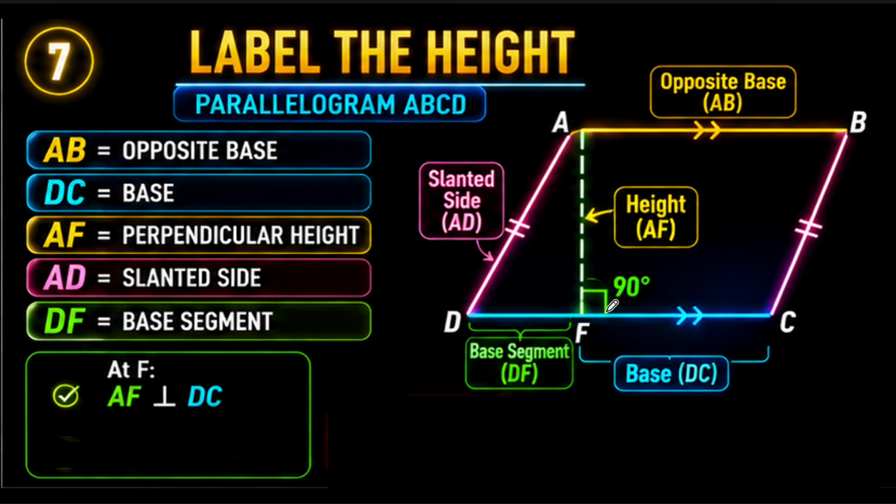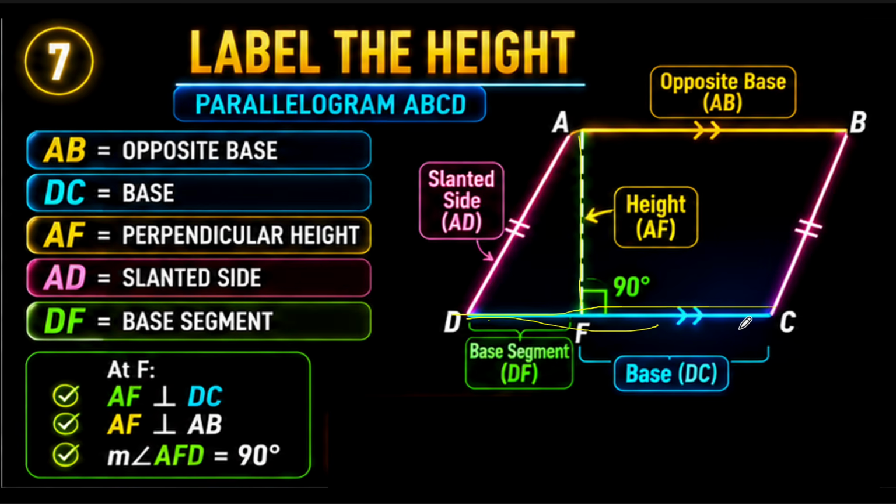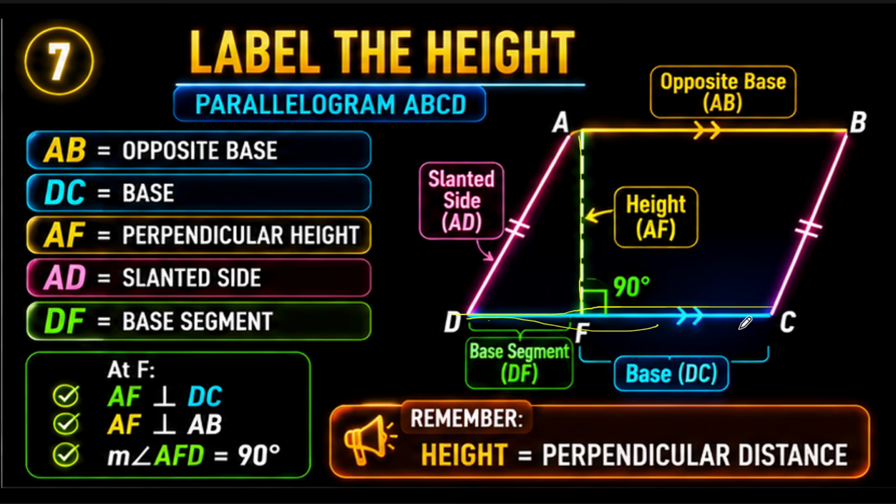So at F, we all know that AF is perpendicular. This AF is perpendicular to the line DC. Okay, so you get the point. AF as well is perpendicular to AB. Okay, so the measure of angle AFD is equal to 90 degrees. These are the things that you need to understand in our topic. So remember, the height is the same as the perpendicular distance.